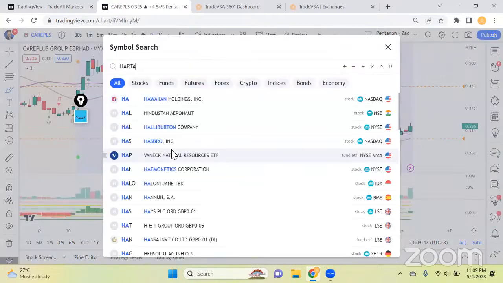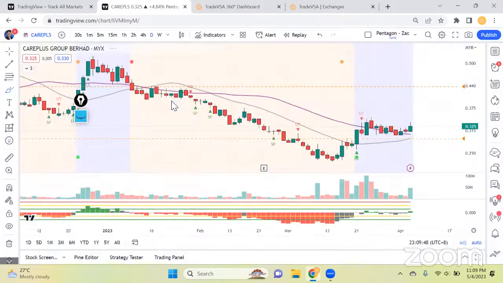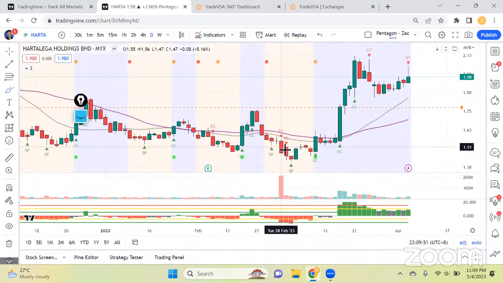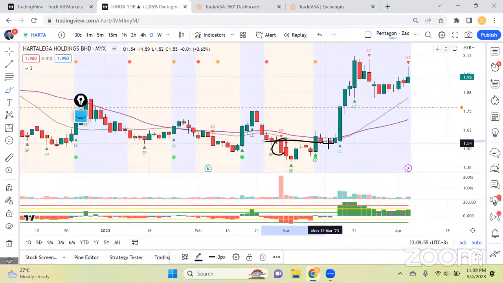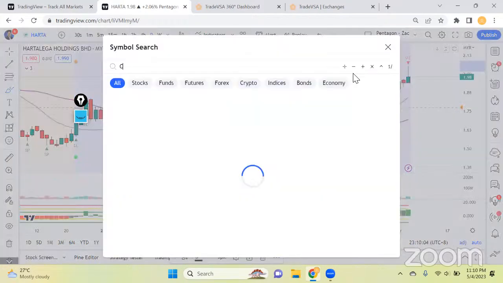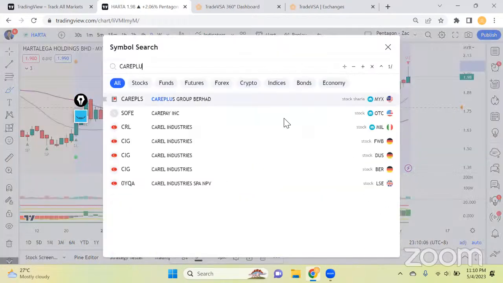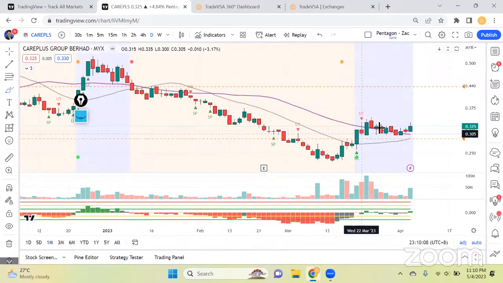Take a look at Harta Lega. I think Harta Lega is one of the super obvious ones. So for example here, high volumes, but subsequently after the high volume we see signs of strength. Usually this volume is representing good volume, and the stock is actually able to make a follow through. So here same goes with K Plus.